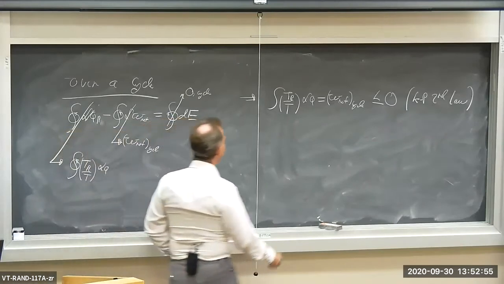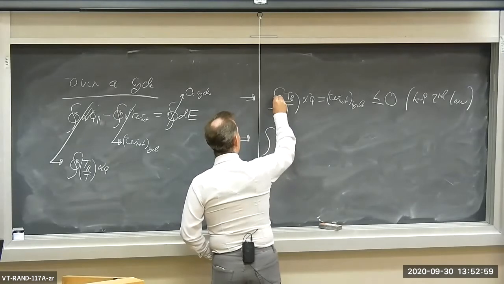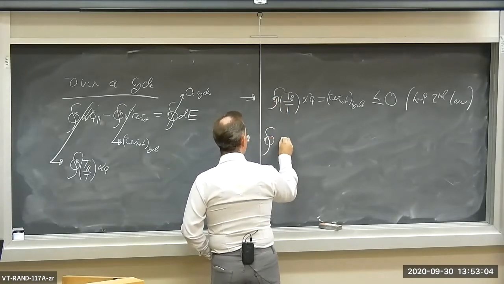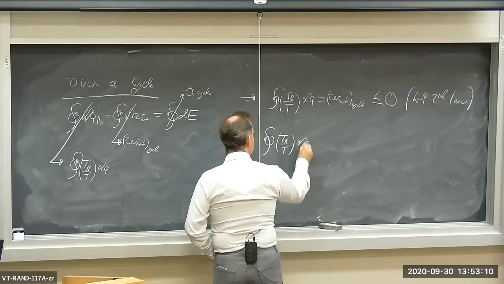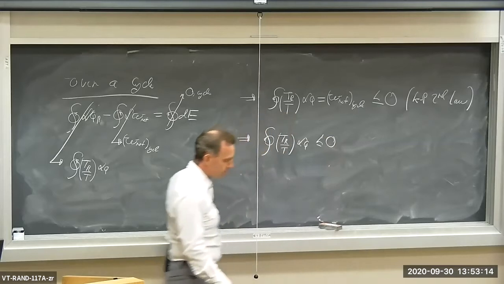So that means, over a cycle, be careful here, that the integral of T reservoir over T del Q has got to be less than or equal to 0.